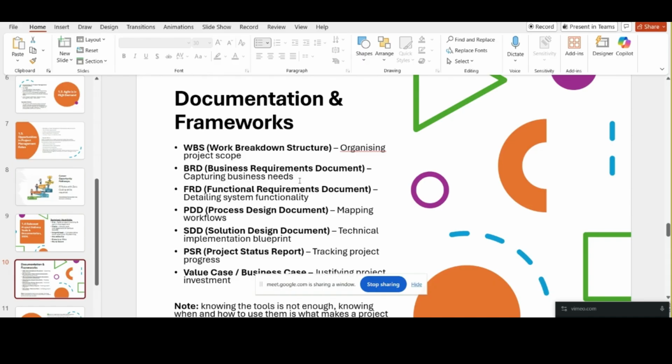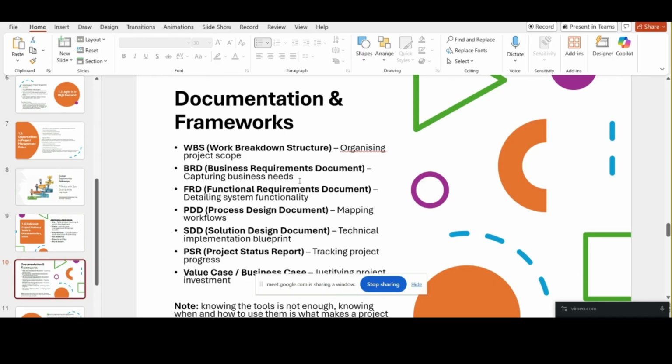Okay, so a BRD highlights the business problem, the business objective, the scope of work, what the business wants to achieve, the relevant stakeholders you want to engage, and all. So it just gives an overview of what it is we are dealing with.